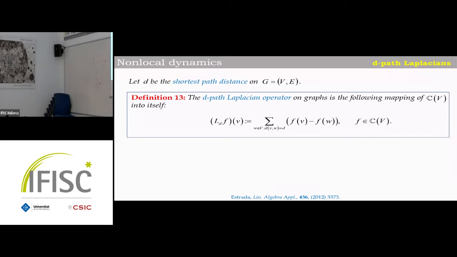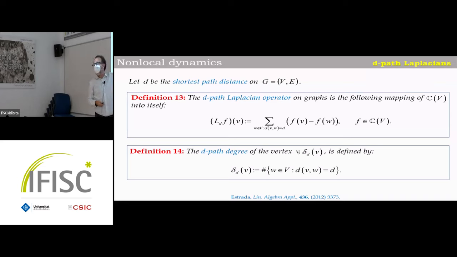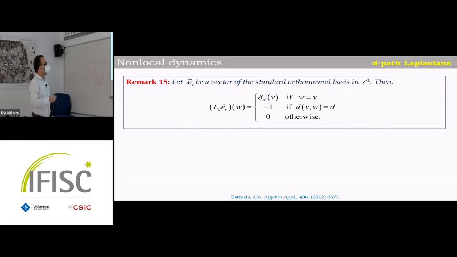What we are doing is to take this difference not with the nearest neighbors, but with all neighbors which are at exactly d steps from the particular node. So the shortest path distance between the node V and the node W needs to be equal to d. Of course, if d is equal to 1, we recover the standard Laplacian. So we can generalize the degree of a node. Instead of counting the number of nearest neighbors, I count the neighbors at d steps from a particular node V, so all the W such that the shortest path distance with V is equal to d.